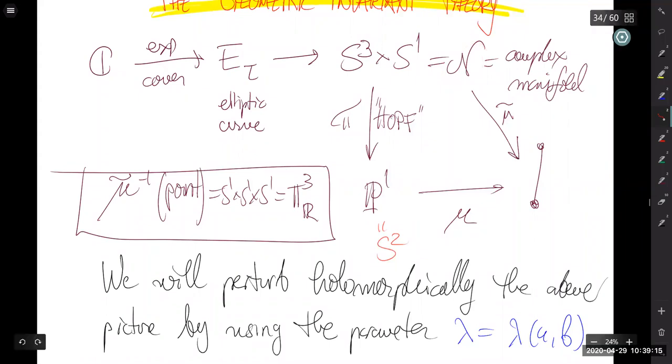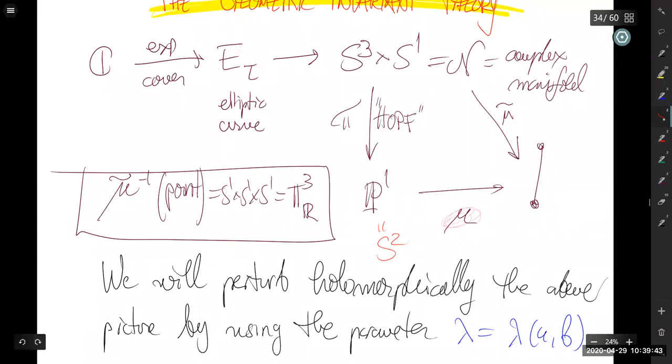And now the fiber, rather than in the classical Hopf fibration, where it would be a circle, now it's a torus, but it's actually an elliptic curve. And so this is a holomorphic elliptic curve. The elliptic curve has a universal cover that is just a complex line. And of course, given by this parameter, I can take this complex line and form this elliptic curve.